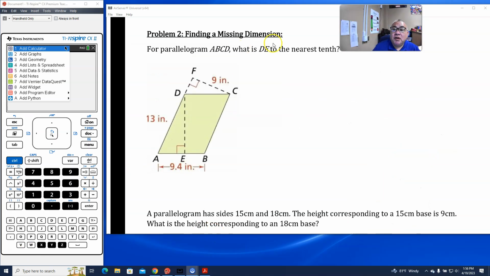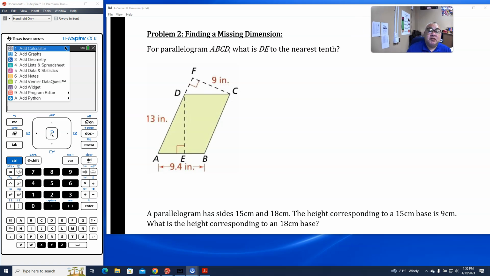It says for parallelogram ABCD, what is DE to the nearest tenth? So first you need to understand that we're looking for the height of the parallelogram. Of course, it is in one direction, and we're looking for this distance, right? But we can always rotate this parallelogram to where this over here will be the height of the parallelogram.